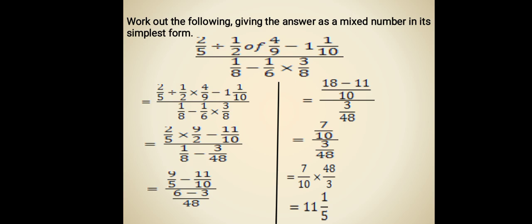So if you simplify the numerator, I get 7 over 10, the denominator 3 over 40. We are dividing that. We can as well multiply by the reciprocal of 3 over 40. It becomes 7 over 10 multiplied by 40 over 3. And then the answer we get is 11 and a fifth.